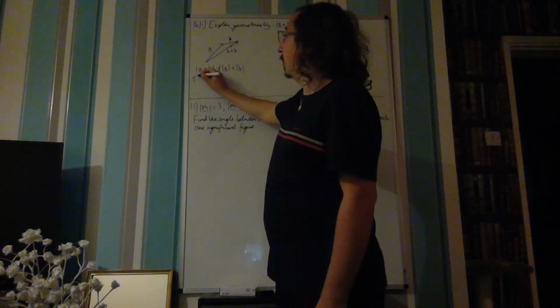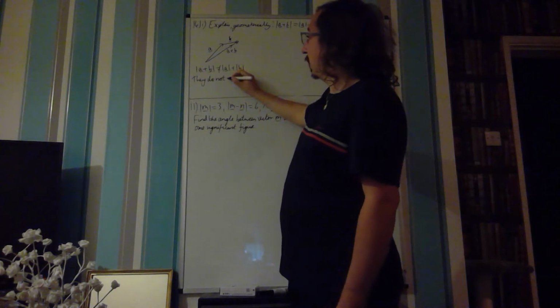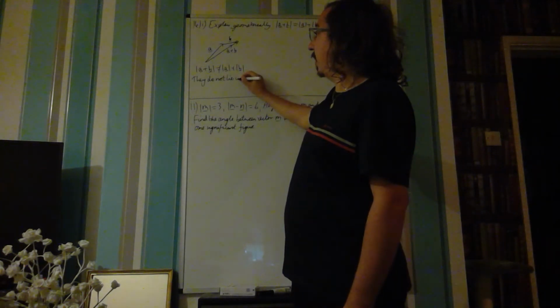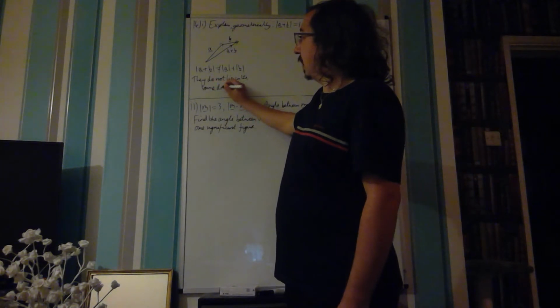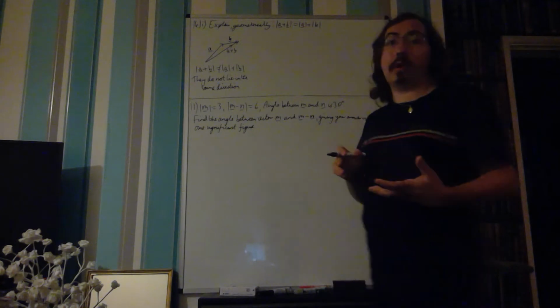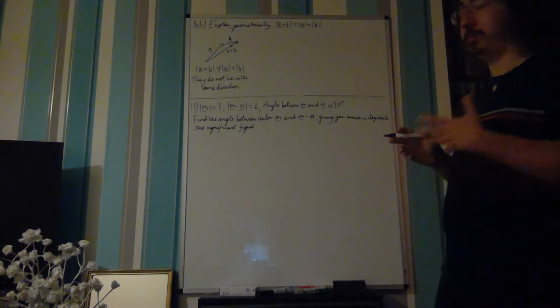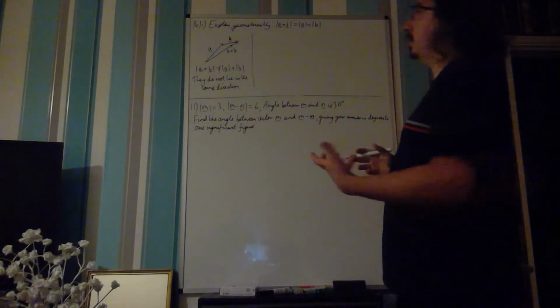So they do not, and what's happening, they do not lie in the same direction there. So A and B lie in different directions, so it can't possibly be the same. Well, let's look at the alternative case then.